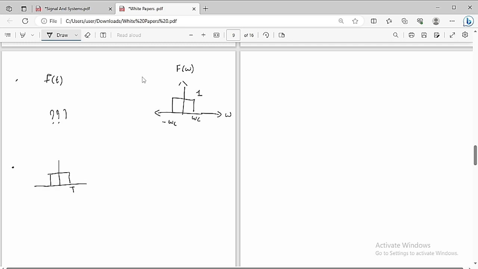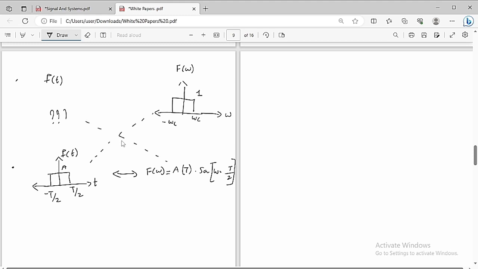I've already told you, suppose in the time domain this is t and this is minus t, with a peak of A, for f(t) like this. F(omega) is equal to the area, which is width into height, A into T, into Sa of omega times the width, here T by 2. I've already told you, right? Now this is the reverse fashion. So what is this?